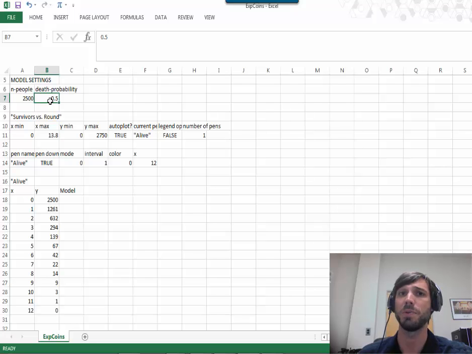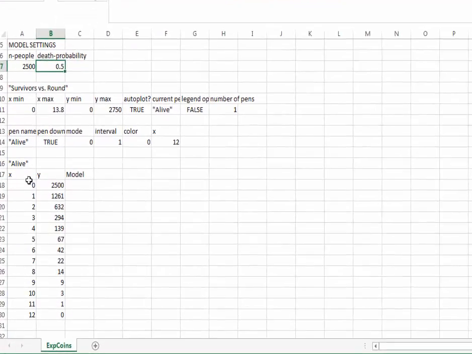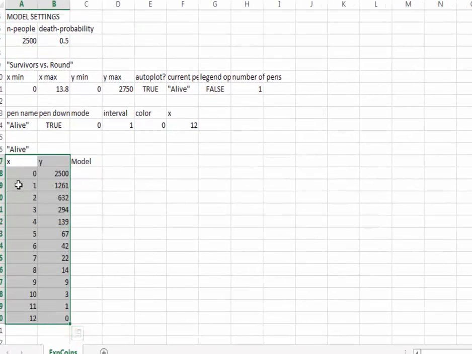So the first example we saw where everyone is just flipping a fair coin to determine who lives and who dies. We can see down here 2 columns of output. The first column shows the independent variable time in this scenario, while the second column shows the dependent variable, which is the number of survivors during that round.